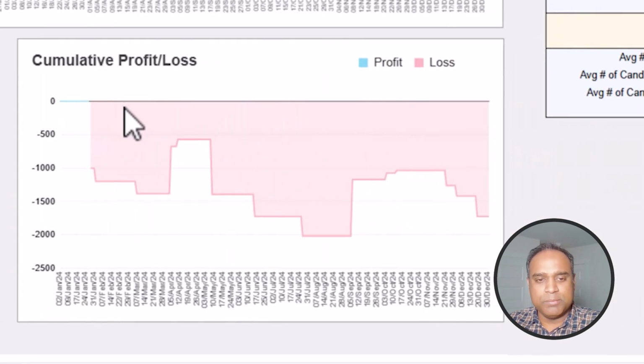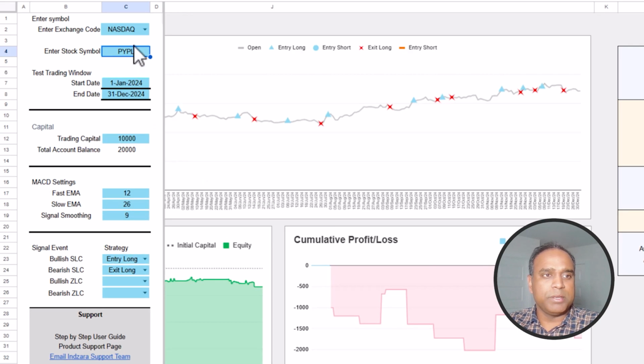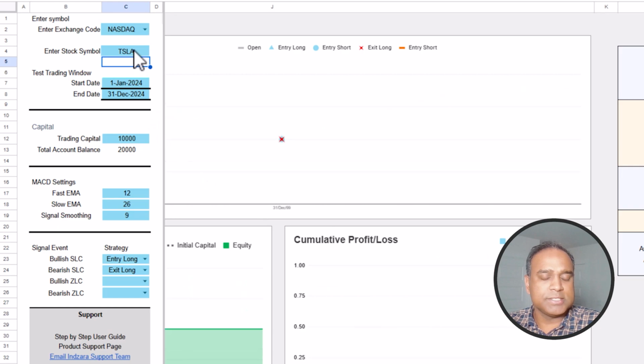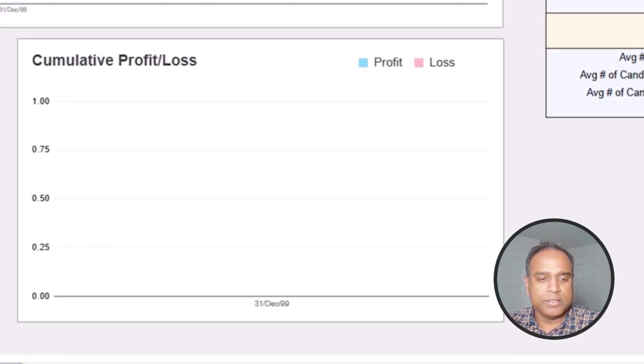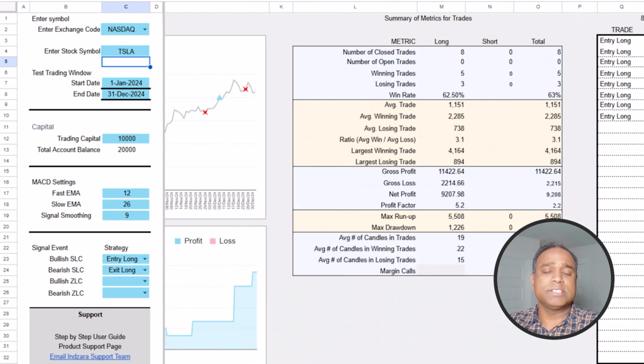Then you also have the same thing with the cumulative profit loss. And if there is profit, it'll show up in blue. So let's test it out. Let's put Tesla back in, where we know that there should have been profit. So let's see, once the calculation is done, you can see that initially there was a little bit of loss, but then cumulatively there was more profit towards the end of 2024 for Tesla.